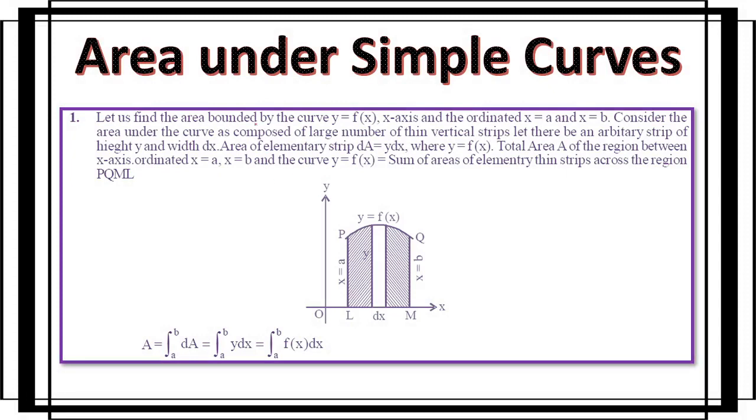Let us find the area bounded by this curve y equal to f(x), x-axis and the ordinates x equal to a and x equal to b. Let's say this is x equal to a and this point is x equal to b, right? And this is the curve y equal to f(x). We have to find this area, and here what we do, students, we make these strips, small strips, right? These strips. And here it's a kind of rectangle.